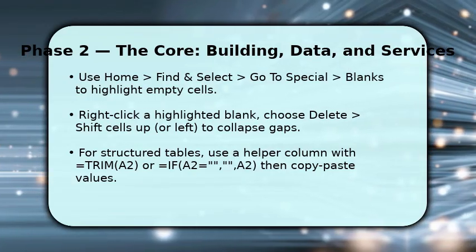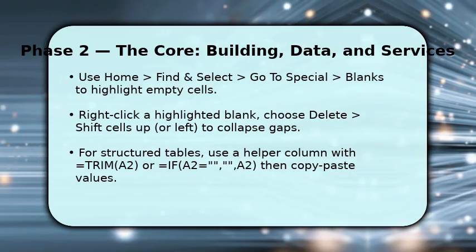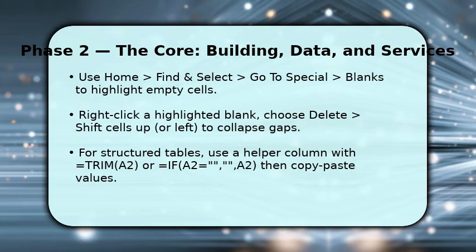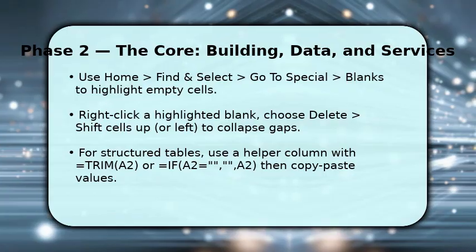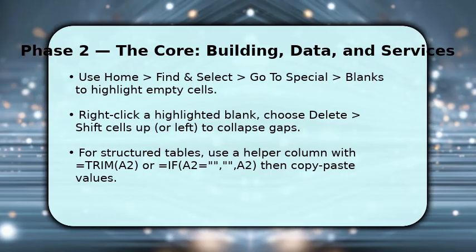If your data is part of a table or contains formulas, create a helper column using trim or IF to normalize entries, then copy and paste values back. Make sure to check adjacent columns. Collapsing cells can misalign rows if you don't include the full dataset in your initial selection.